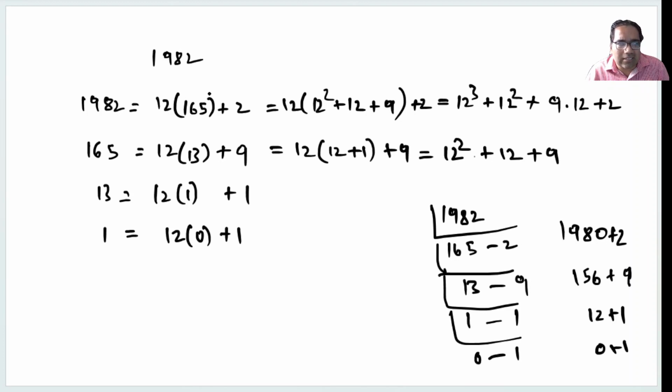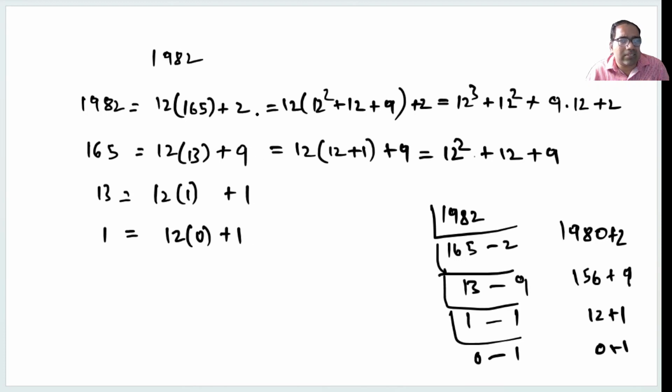Then let's take this part. This 165 is 12 times 13 plus 9. That is what we have done. 165, 12 is going 13 times and 9 is the remainder. Right, this 13 again we will take, 13 is 12 times 1 plus 1. Right, this 1 again we will take, 12 times 0 plus 1.